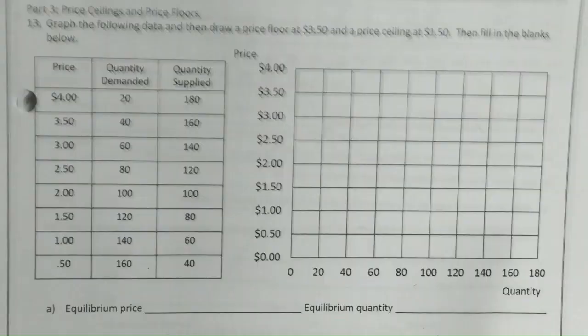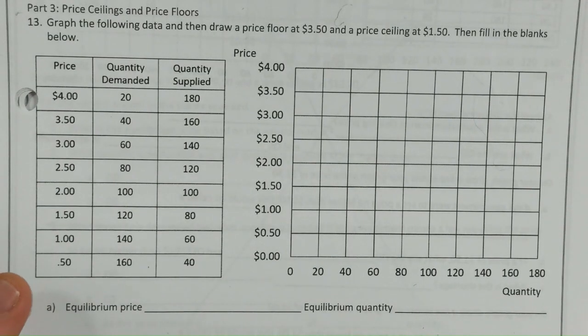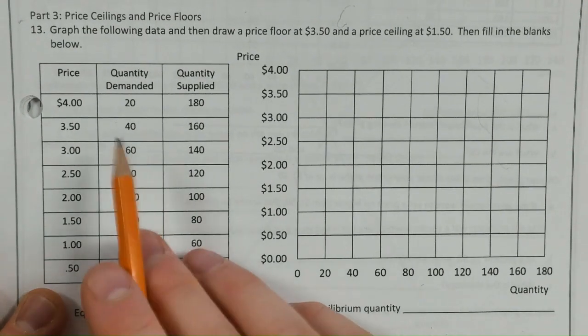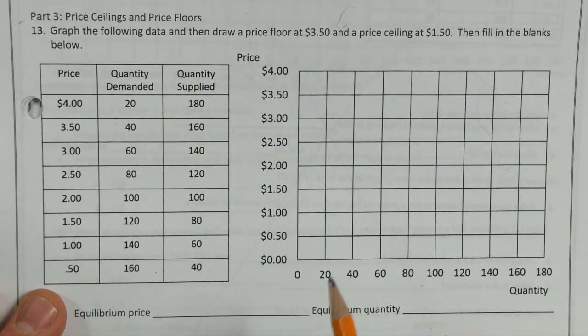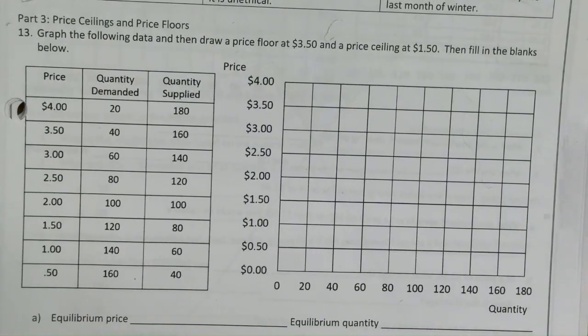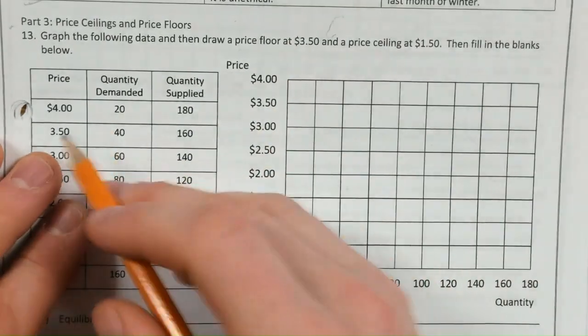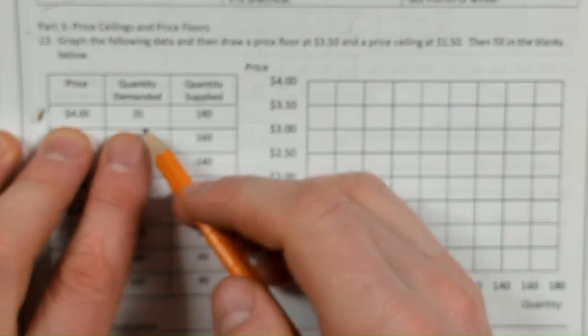In the video, we are moving on to part 3, price ceilings and floors. So we're going to graph the following data and then draw a price floor at 350 and a price ceiling at 150. So we're going to go ahead and start by graphing our quantity demanded.